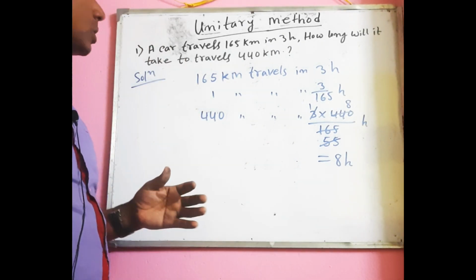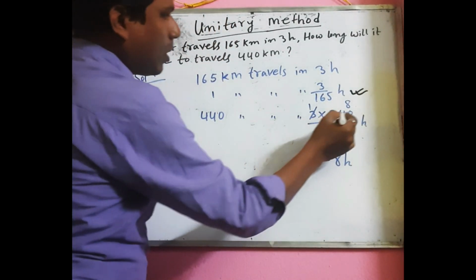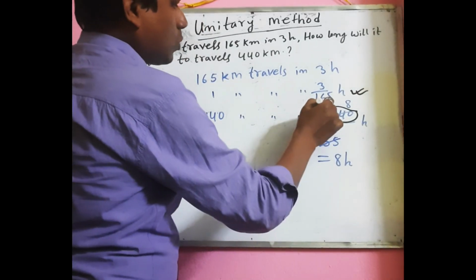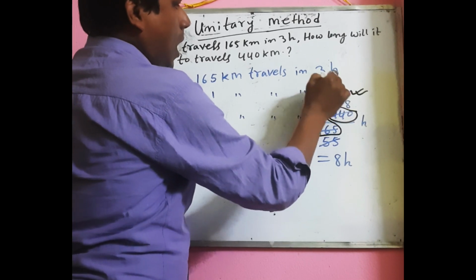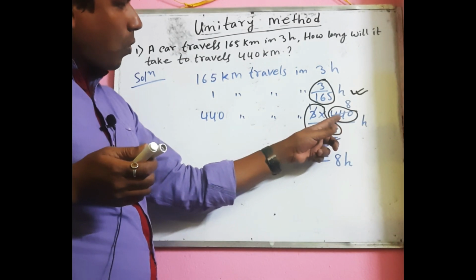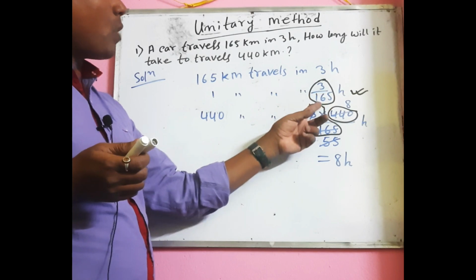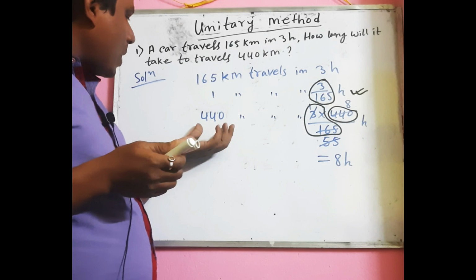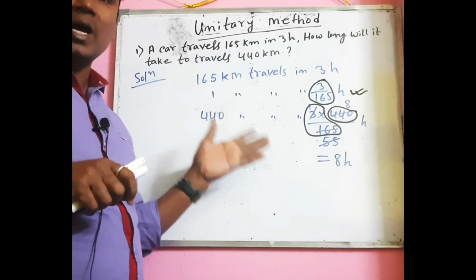From these equations, this is the 1 unit, and now this is multiplied with 440. So 1 kilometer takes the time of 3 by 165. This is the 1 unit according to our formula. Now multiplying with 440, we get our desired result. So this is the completion of the first example.